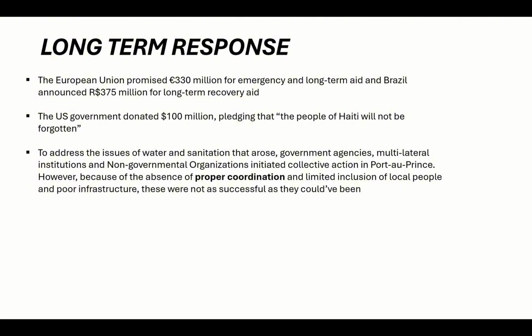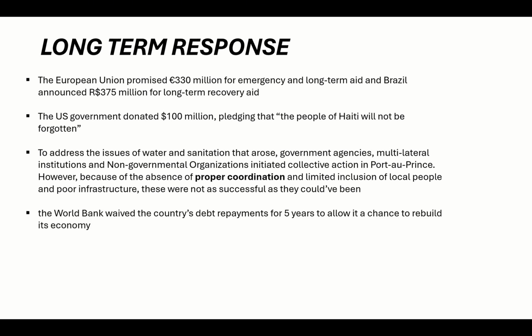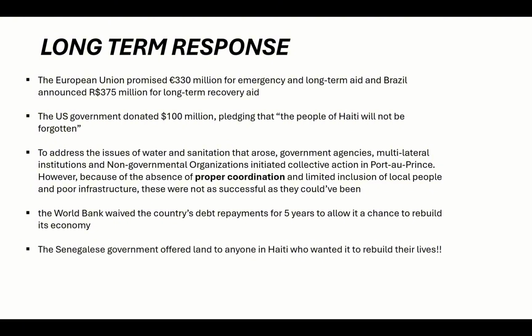However, because of the absence of proper coordination between them and limited inclusion of local people and poor infrastructure, they were not as successful as they could have been. The World Bank waived the country's debt repayments for 5 years to allow it a chance to rebuild its economy. And the Senegalese government offered land to anyone in Haiti who wanted it to rebuild their lives.